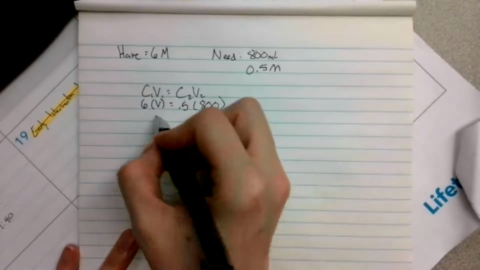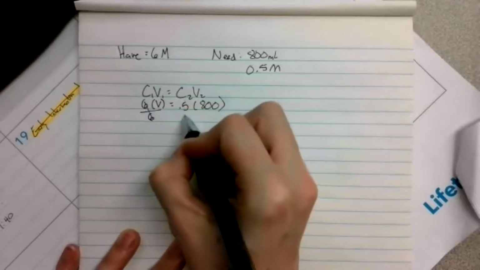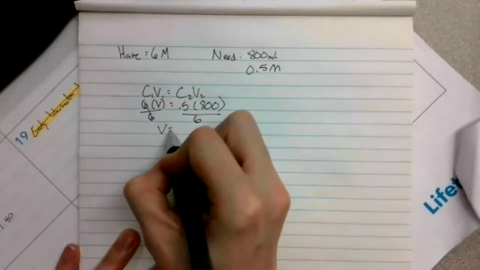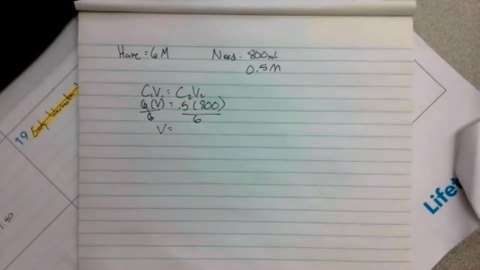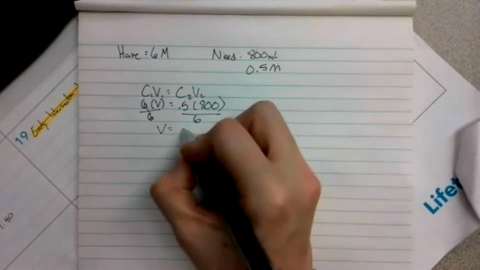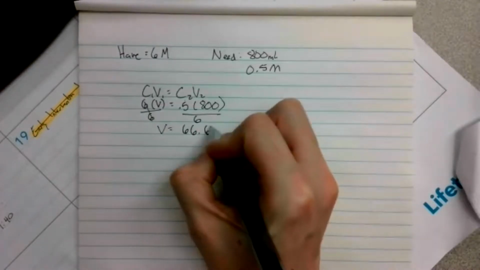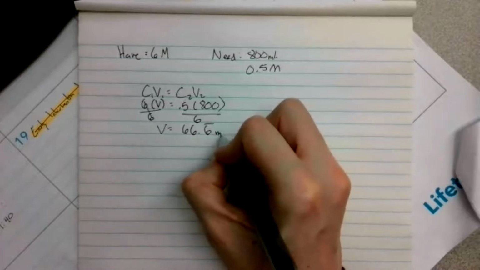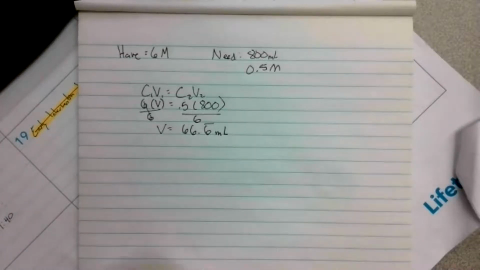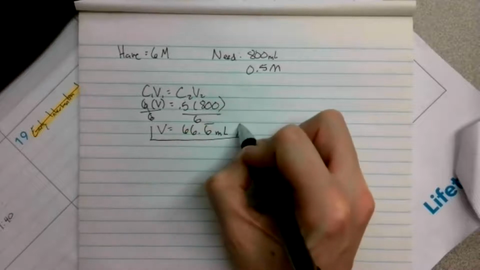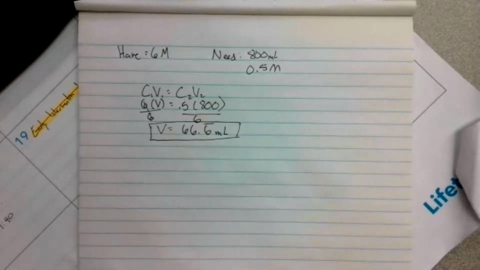Okay, so now to solve for my V1, I just divide by 6, and then 0.5 times 800 divided by 6 is 66.6 repeating. So that is in milliliters. That is how much of my stock solution I will need.